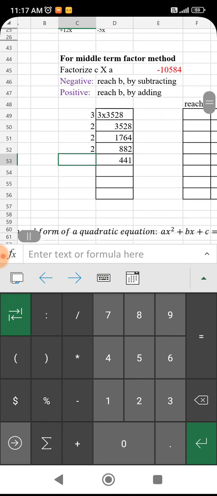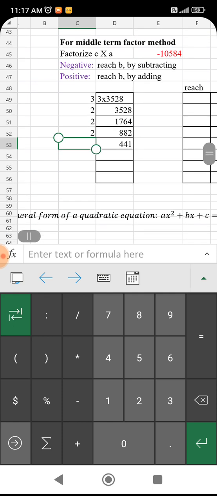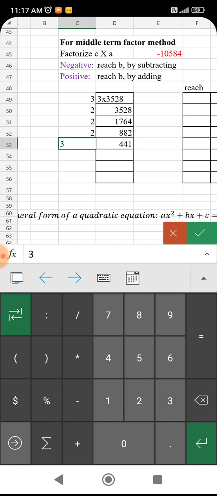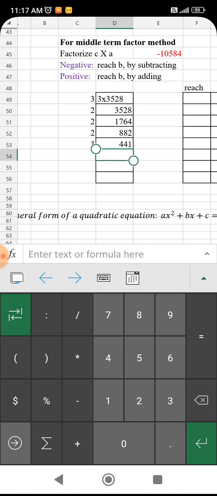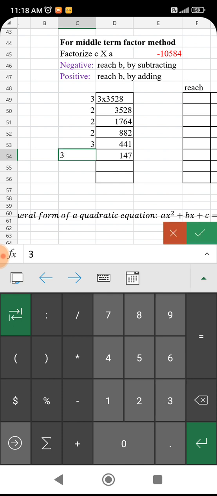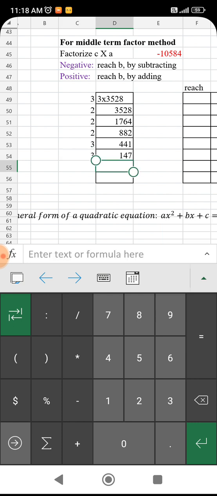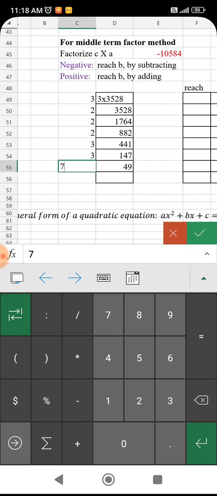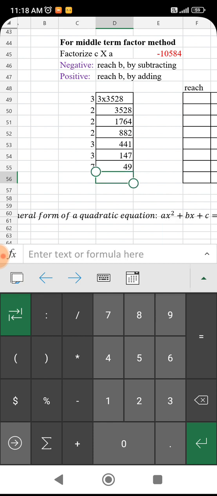Now we can take 3 here. If we take 3, it will become 147. Next, once again we can take 3, and it will become 49. So it is 7 and 7. Done.